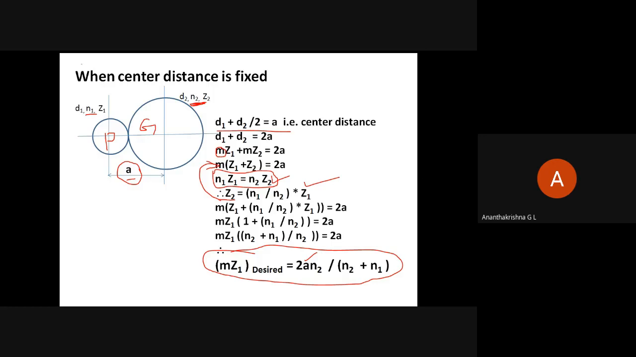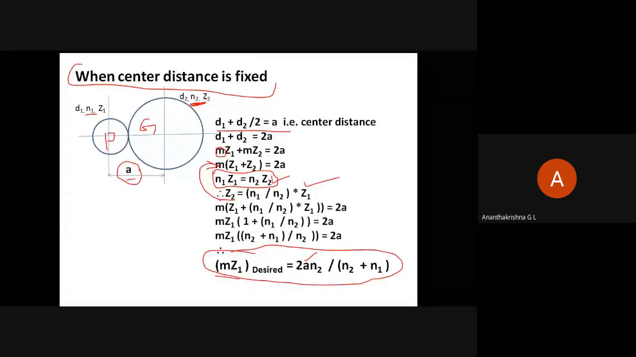This is very important. When center distance is fixed, MZ1 desired is equal to 2A N2 divided by N1 plus N2. So how do I get this equation? I just explained here. A is equal to (D1 plus D2) by 2. D1 and D2 I replace by MZ1 and MZ2. Then from the velocity ratio equation, I get the value of Z2. This Z2 I substitute in the above equation and then get MZ1 is equal to 2A N2 by N1 plus N2. Could you understand how it is?